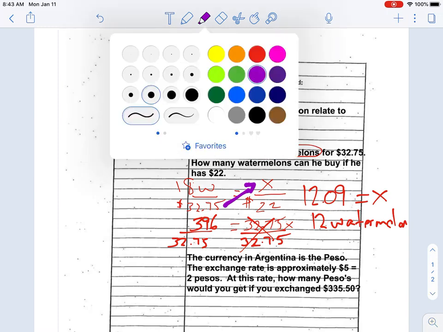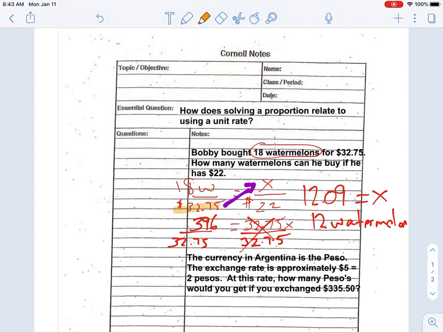So just to review this, dollar signs are on the bottom on this one. So in each ratio, the dollar signs are on the bottom. If I decided to put them on the top, then they both go on the top, and that would be okay, and I would still end up with 12 watermelons as my answer.